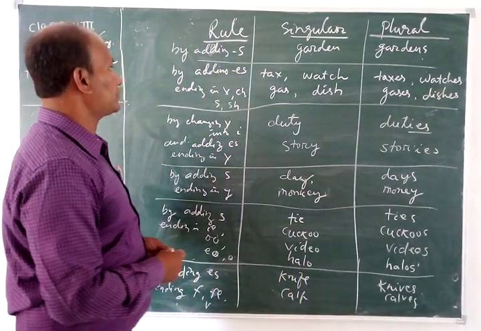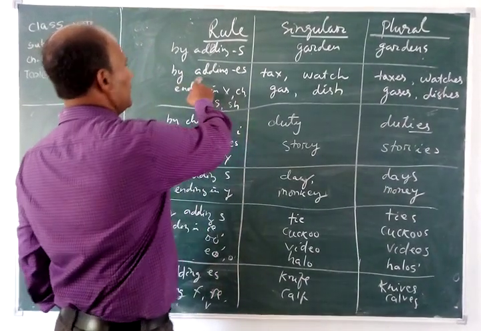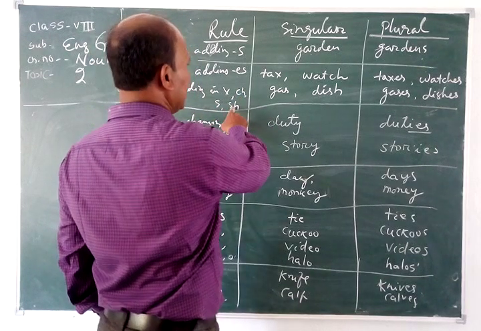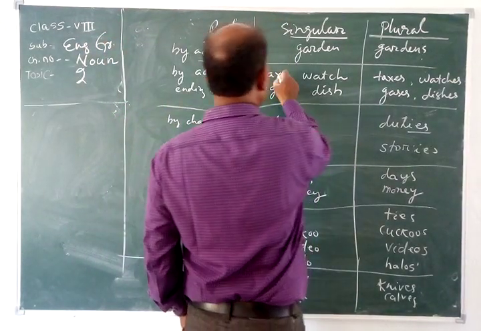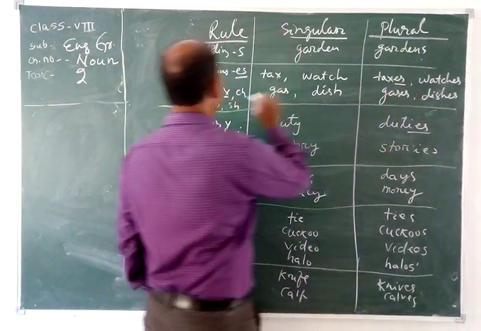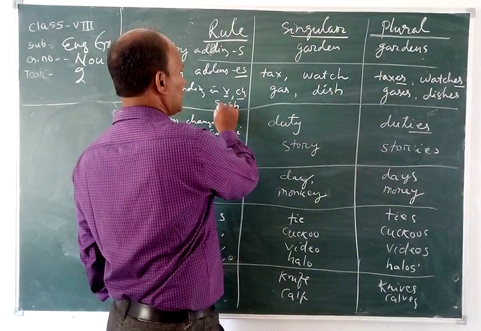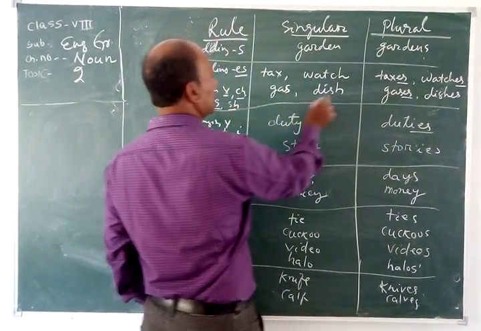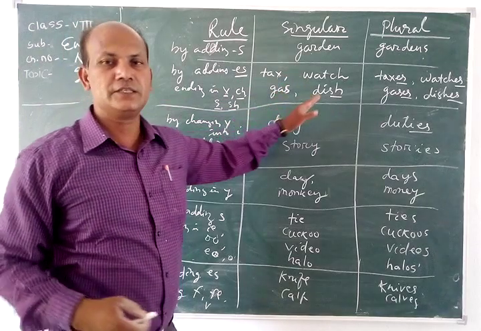So students, let's see the rules here. By adding s or es, for words ending in s, x, ch, or sh, you use es. Just like box, boxes. Watch, ch, watches. The third one is guess, ending in s, and here guesses. Then dish, sh, dishes. In plural form, you have to use es. Practice it. It needs more practice.